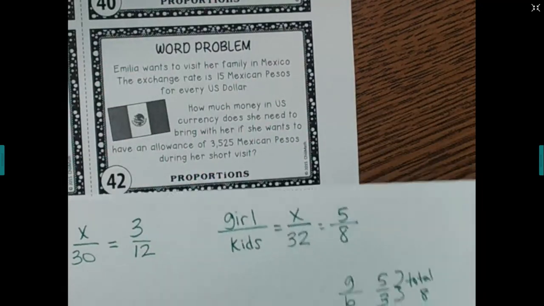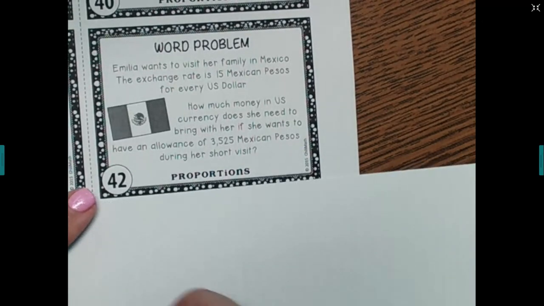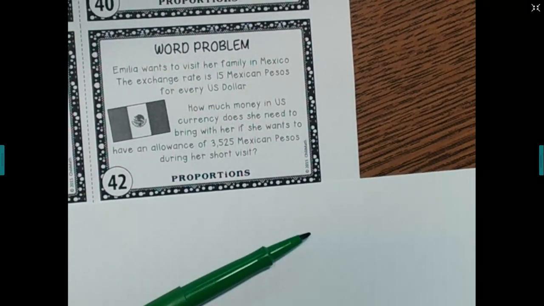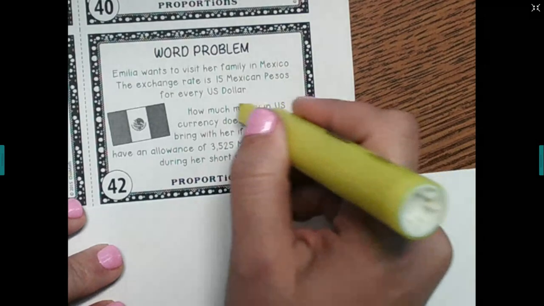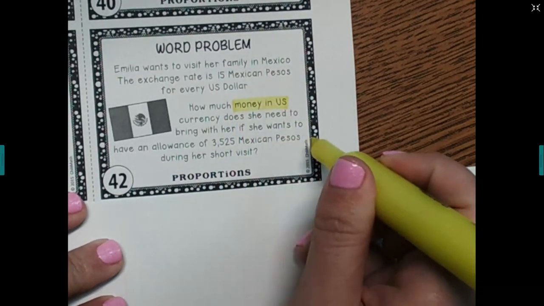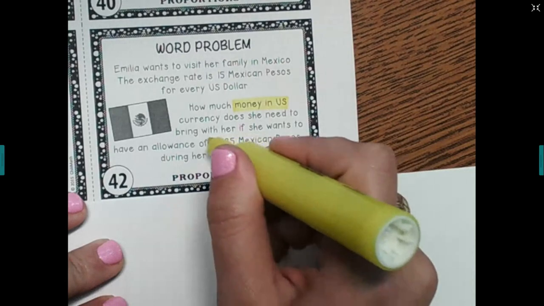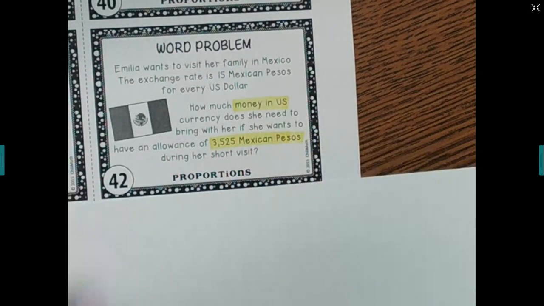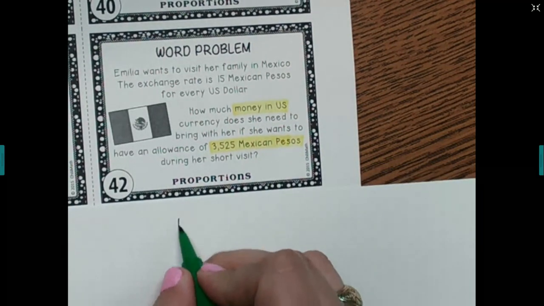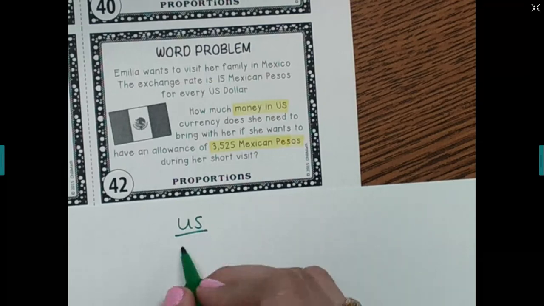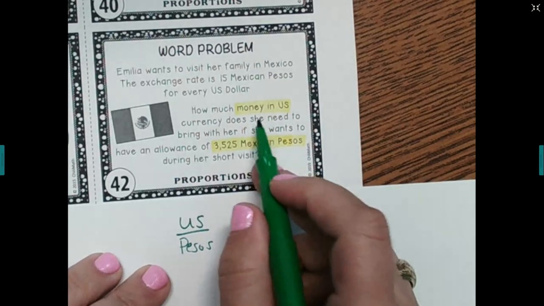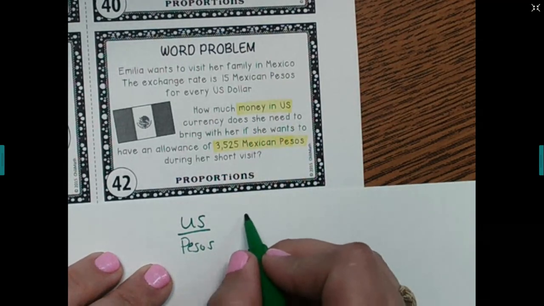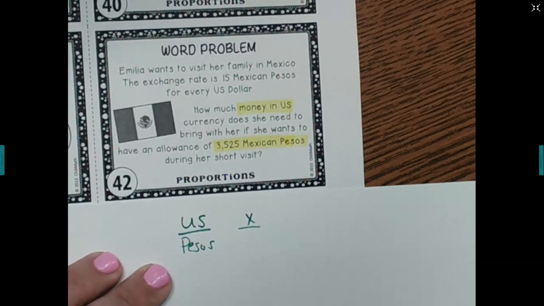Amelia wants to visit her family in Mexico. The exchange rate is 15 pesos for every US dollar. How much money in US currency, so I want to know money in US currency, does she need to bring with her if she's going to have 3,525 pesos? So the question wants me to compare US money to pesos. It says how much money. So I know that US is X. I don't know that. That's what I'm solving for.